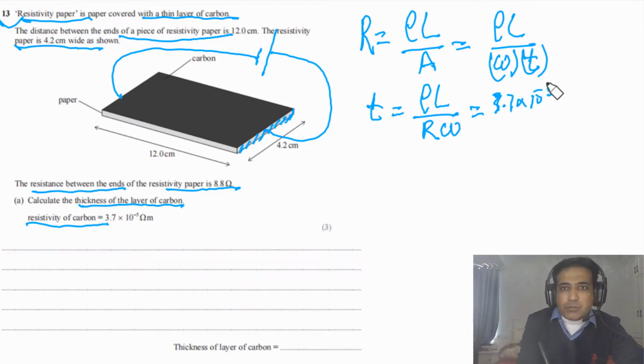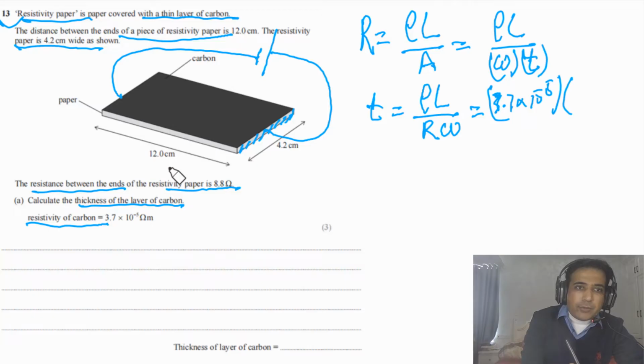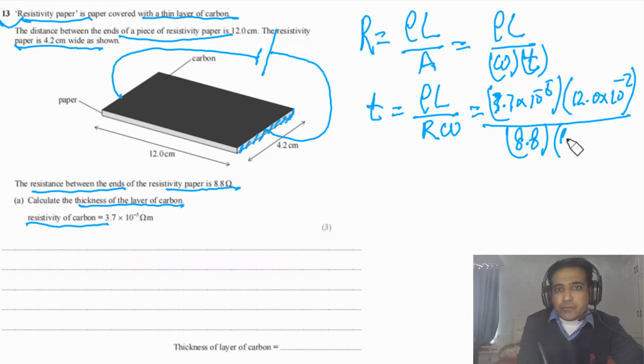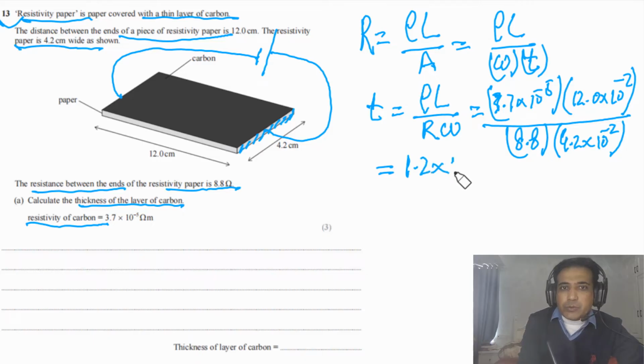So we have the value of resistivity, that is 3.7 times 10 to minus 5, and we have to consider this L, so this is 12.0 times 10 to minus 2, converting centimeters into meters. The value of R is given, that is 8.8 ohms, and the value of W we have, that is 4.2 times 10 to minus 2. Now simply we need to solve this. If we calculate the value of T, we will get 1.2 times 10 to minus 5 meters. So this is the thickness we have figured out.